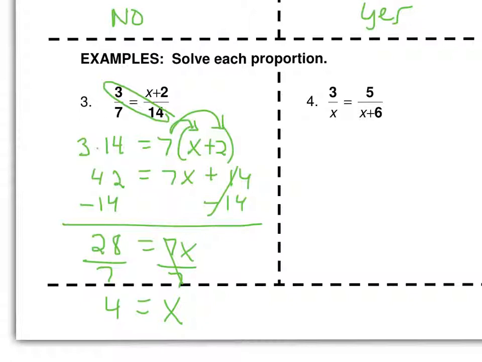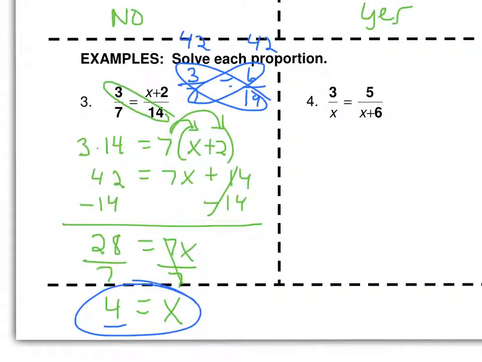And I can check that if I would like to. So let's do that so that we know how to do that. So we would take 3 over 7 is equal to, we found out that x was 4. 4 plus 2 is 6. 6 over 14. Now is that proportional? 7 times 6 is 42. And 3 times 14 is 42. So yes, the answer x is 4.